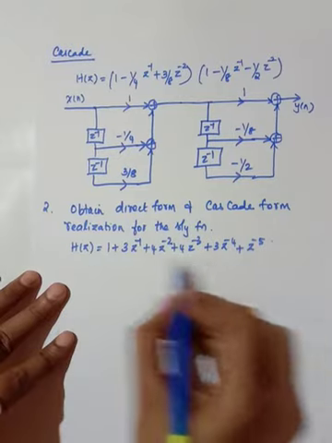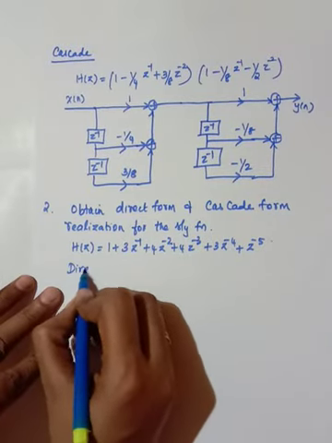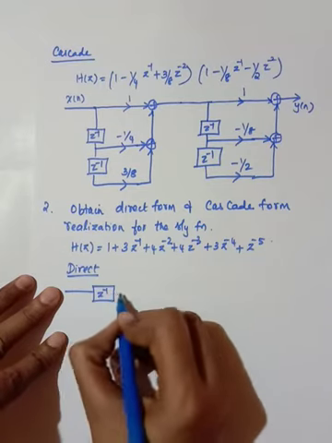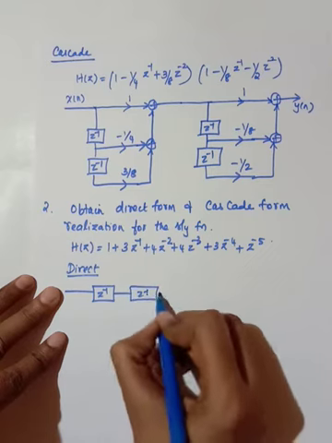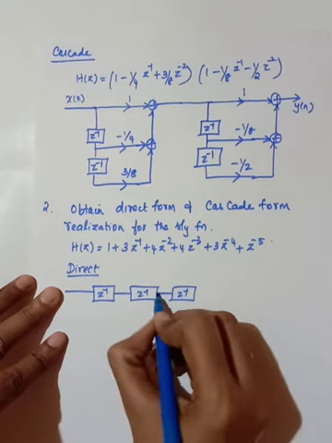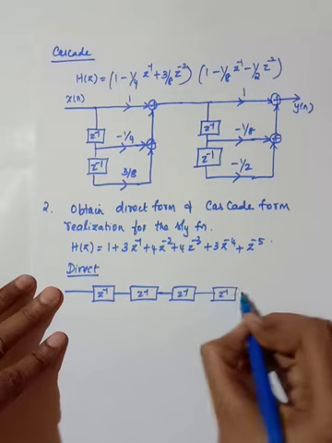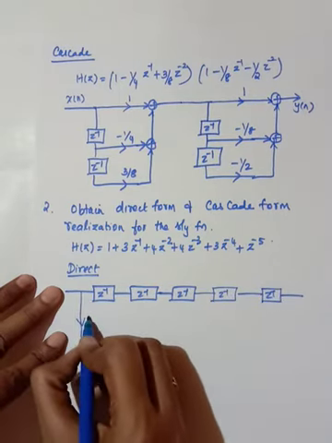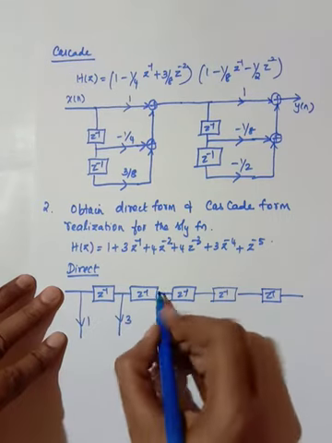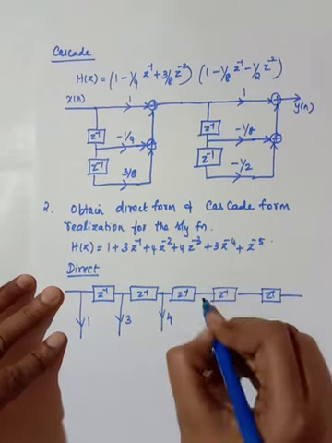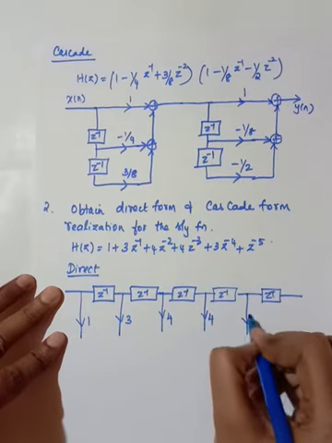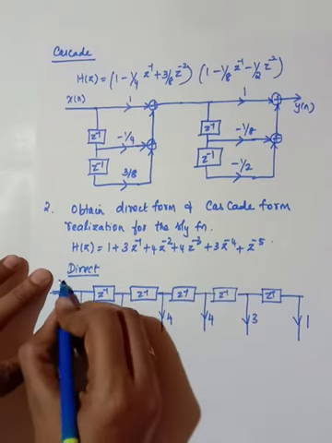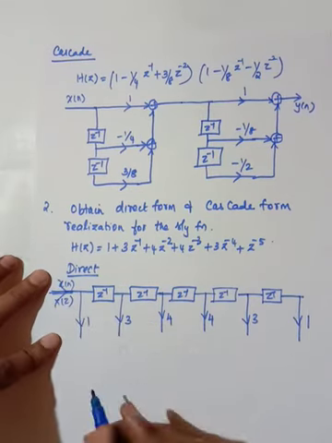In order to implement this for a direct form realization, what we need to do is first draw the number of delay elements. Here the total delay elements are 5, so I am drawing the 5 delay elements here. The first coefficient is 1, the second coefficient is 3, and the third coefficient is 4. Here it is 4, here it is 3, and here it is 1. This is your input x of n, or you can represent it as x of z.